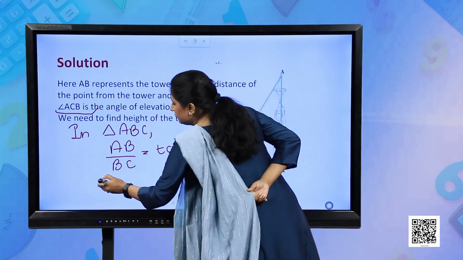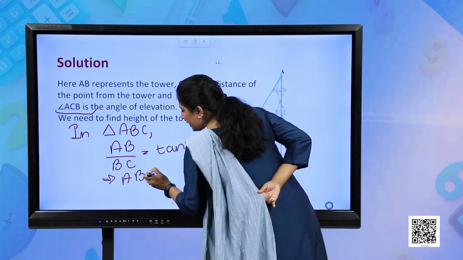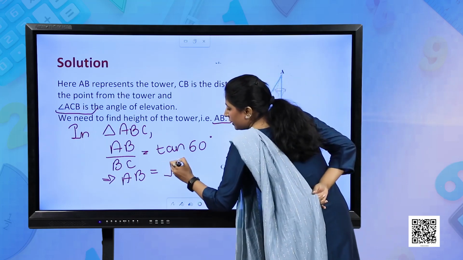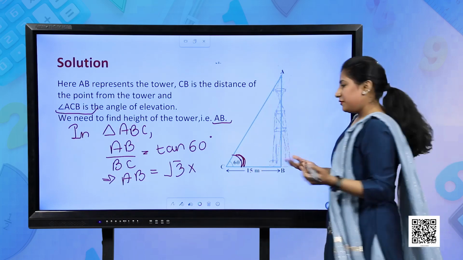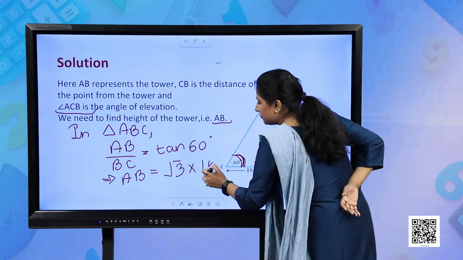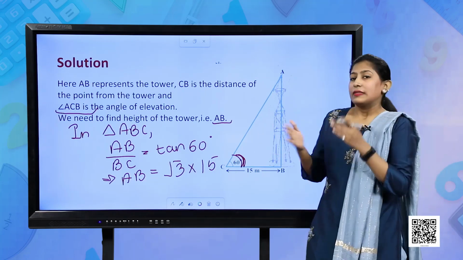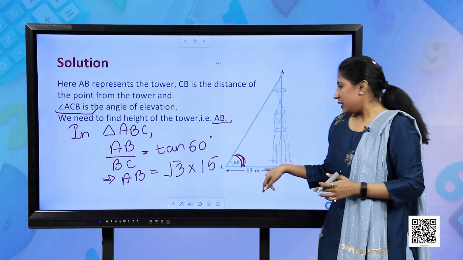So AB, which is the height of the tower, will be equal to tan 60, which is under root 3 into BC, which is 15. So 15 root 3 is AB, which means the height of the tower is 15√3 meters.